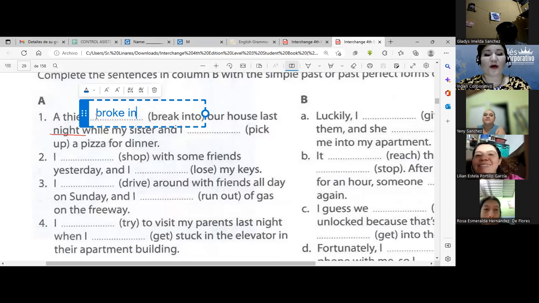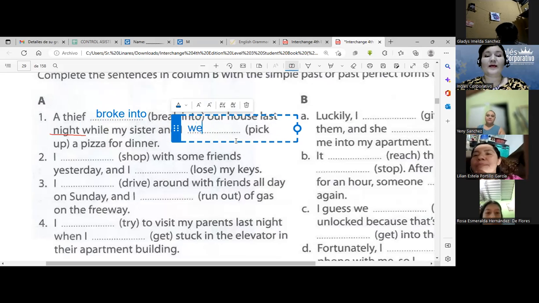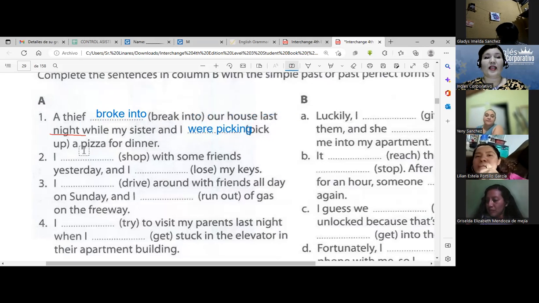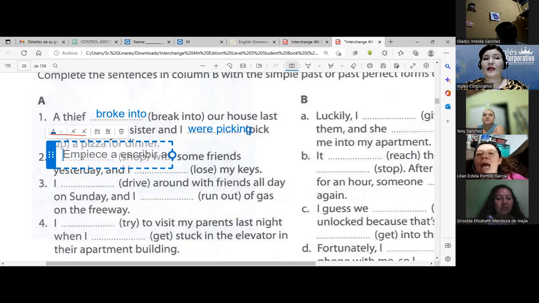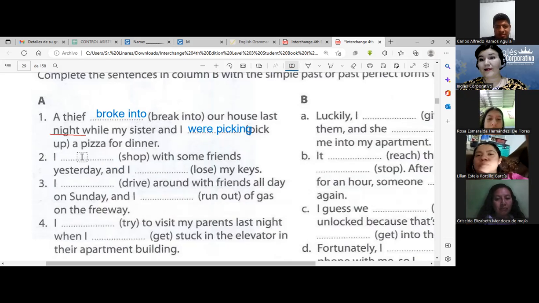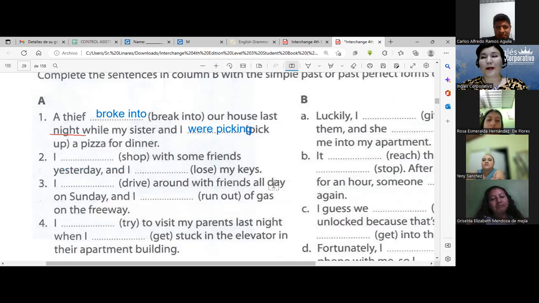Yes. Very good. A thief broke into our house last night while my sister and I were picking up a pizza for dinner. My sister and I, two people, were picking up a pizza for dinner. And for sure, when they came back the house was empty because the thief took advantage that they were outside. Number two, I with some friends yesterday, and I, I was shopping.